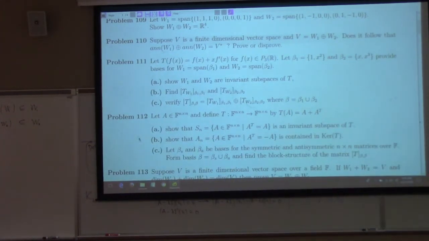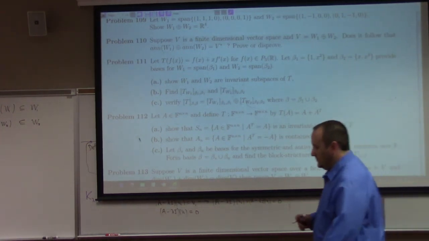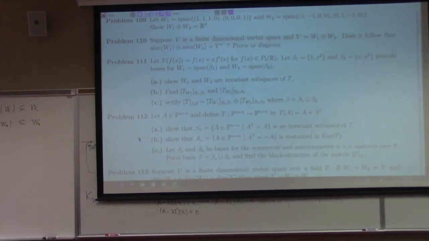So for the symmetric ones, I think what we were thinking was it would be like Eij plus Eji or something for all of those different possible combinations. Okay, so I think you're on the right track.